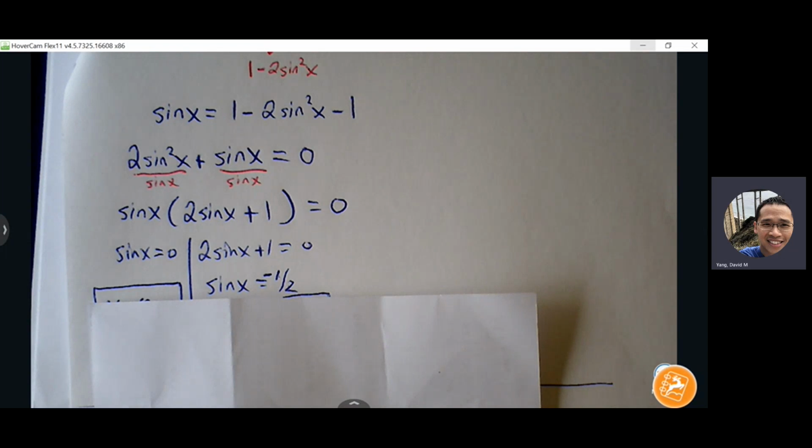Right, we're looking for solutions in the interval from 0 to 2 pi. So where is sine equal to 0? 0 and pi. Okay, 0 and pi. What about where is sine equal to negative 1/2? Right, so it's in that pi over 6 family, right? Which quadrants though? Yeah, so third and fourth. Good.